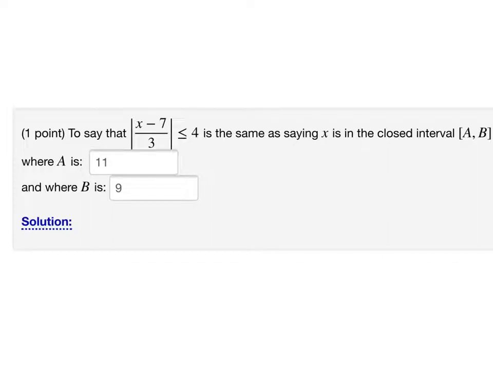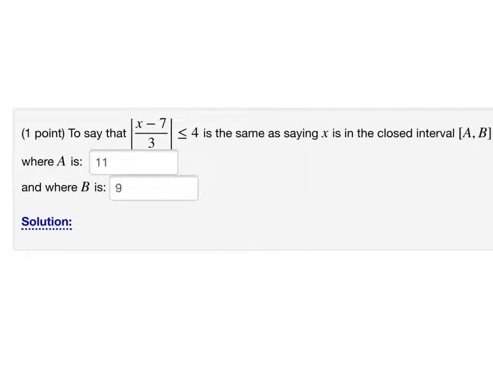So as we take a look at this inequality, it's already isolated. We need to make sure the inequality, or the absolute value, excuse me. So we take a look at this absolute value, we do need to make sure that the absolute value is isolated, right? Which means that it needs to be by itself with nothing added or subtracted from it, and everything else is on the other side of the inequality.